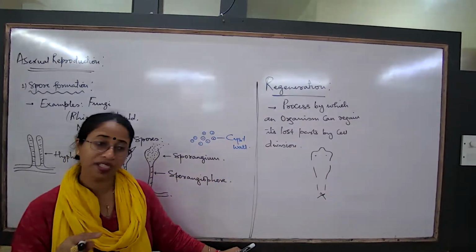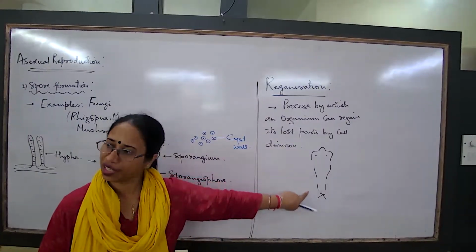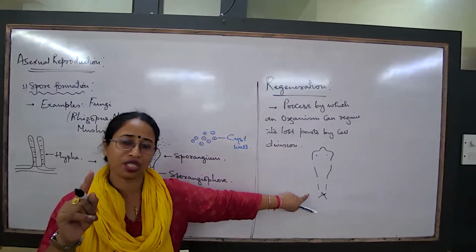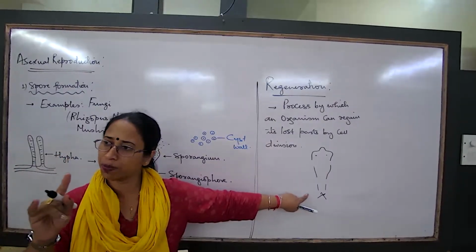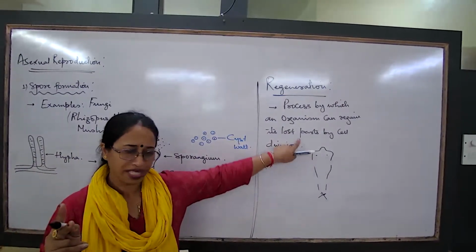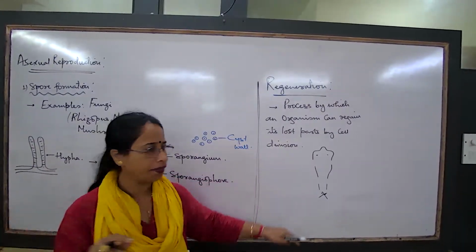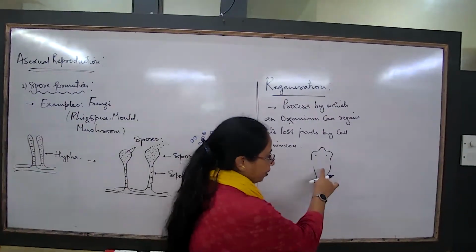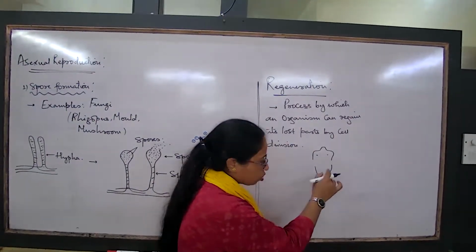So when you write your answers, you'll have to write this concept: how many organisms will this single organism give rise to, or is there any standard number like in fission? In binary fission, the parent will always give rise to 2 organisms. So in regeneration, is there any constant number? Nothing. It depends on how many pieces the entire parent organism is divided into.